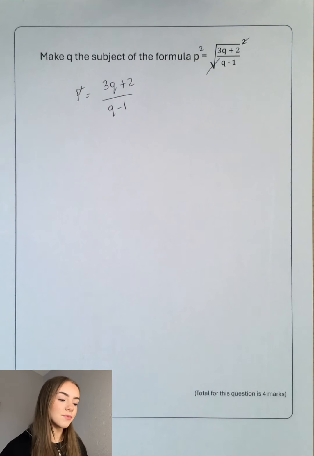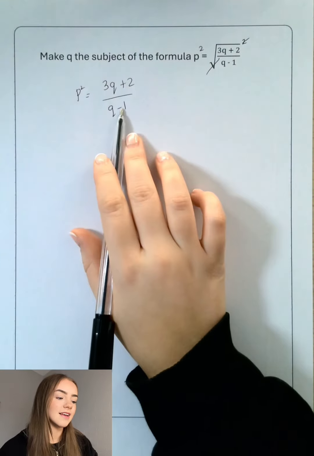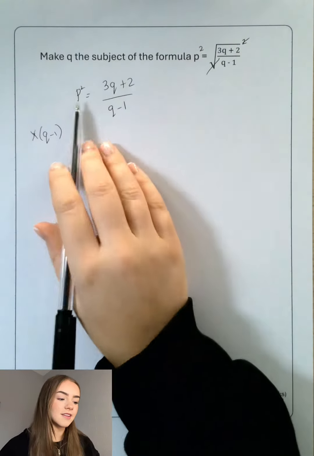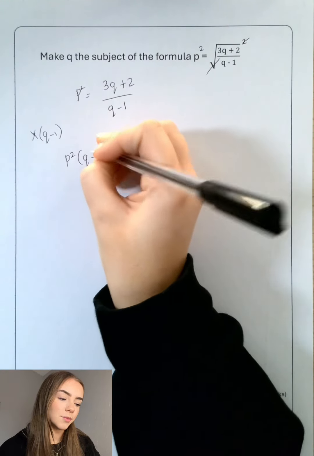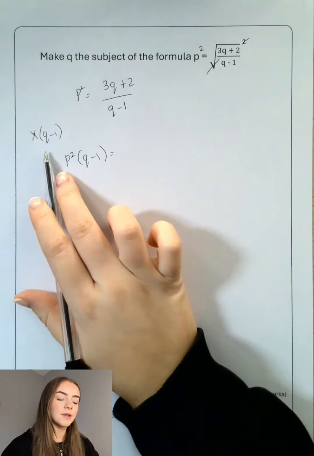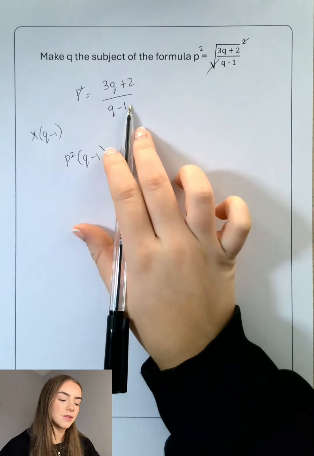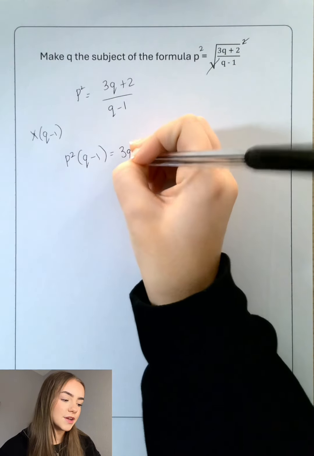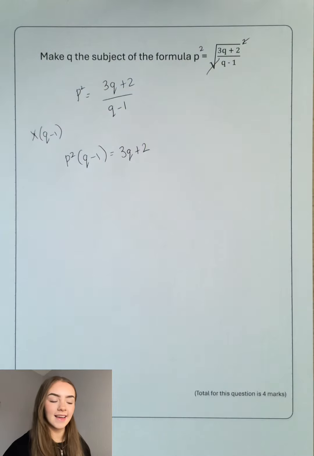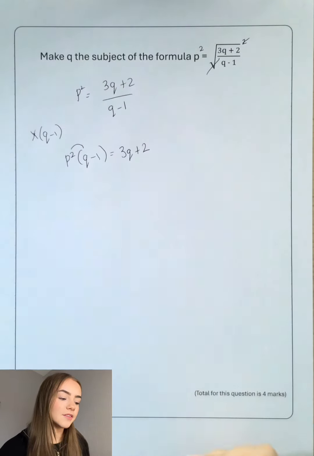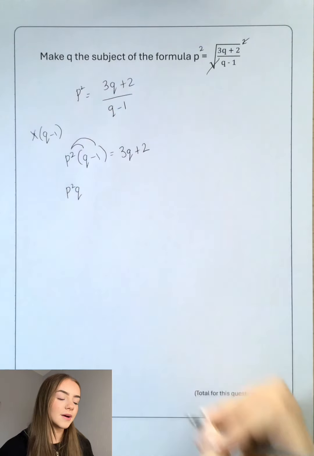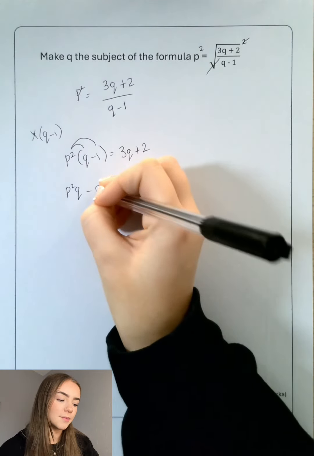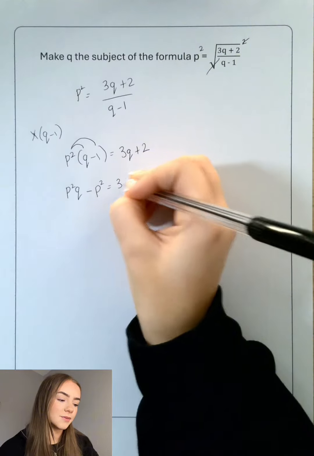Next step, let's get rid of our denominator by multiplying by the denominator. So in this case, Q minus 1. On the left hand side, we have P squared, and we're multiplying this by Q minus 1. On the right hand side, if we multiply by Q minus 1, this will cancel out with our denominator, leaving us with 3Q plus 2. We can then expand this bracket, so P squared times Q will be P squared Q, and P squared times minus 1 will be minus P squared, and the right hand side will stay the same.